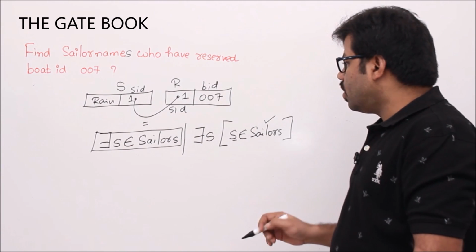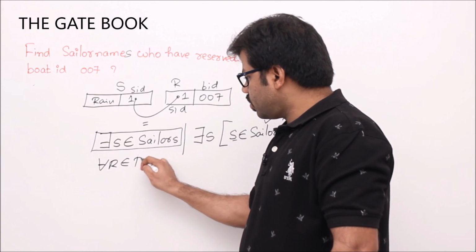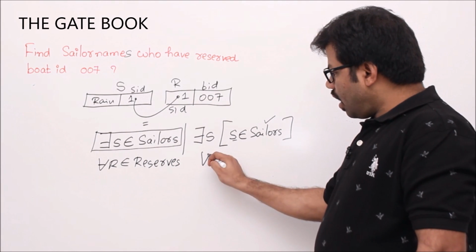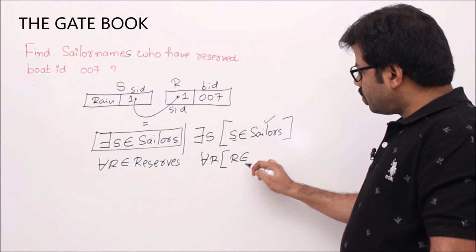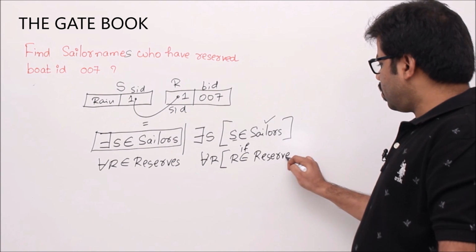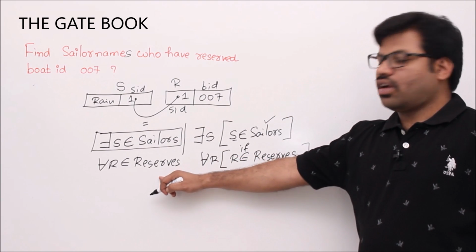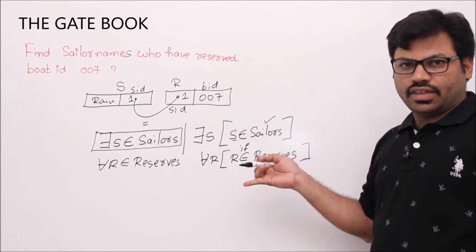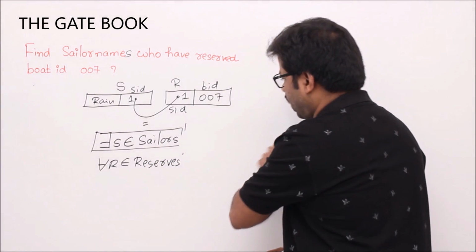Second one, I write like this, for all R belongs to reserves. This means for every R, if R belongs to reserves, then instead of this one, we write for all R belongs to reserves. That means for every R, if R belongs to reserves is the thing. So we write for all R belongs to reserves. Example, how to use them in a clear format, I will tell you.